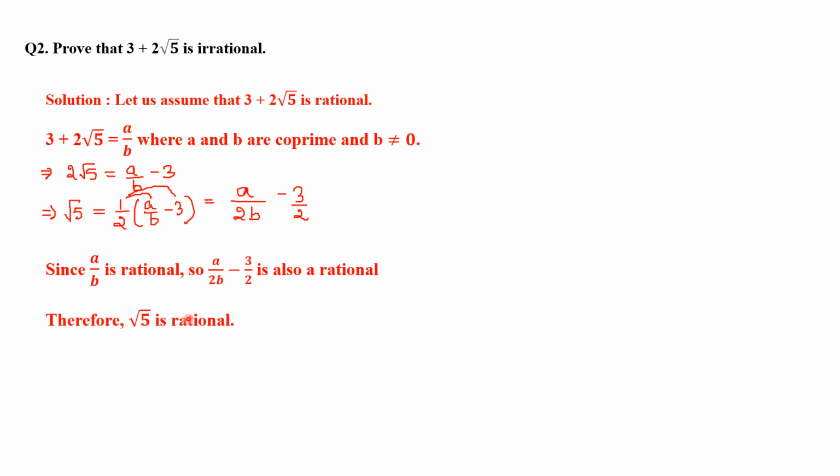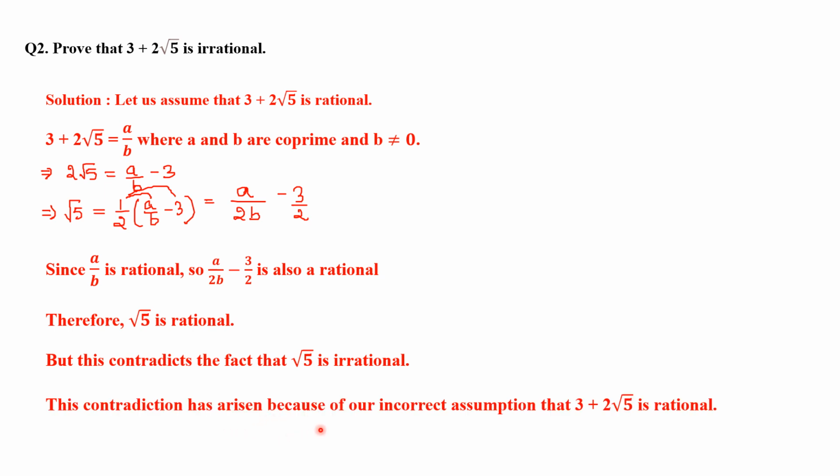But what we know, root 5 is not a rational number. It is an irrational number. This contradicts our assumption, isn't it? This contradiction has arisen because of our incorrect assumption that 3 plus 2 root 5 is rational. That's why 3 plus 2 root 5 is an irrational number. Okay, so this is a very simple one, and we will move to question 3. There also we are going to solve it like this only.